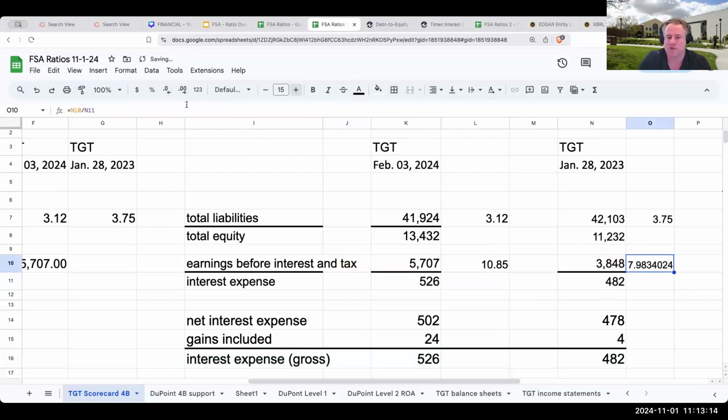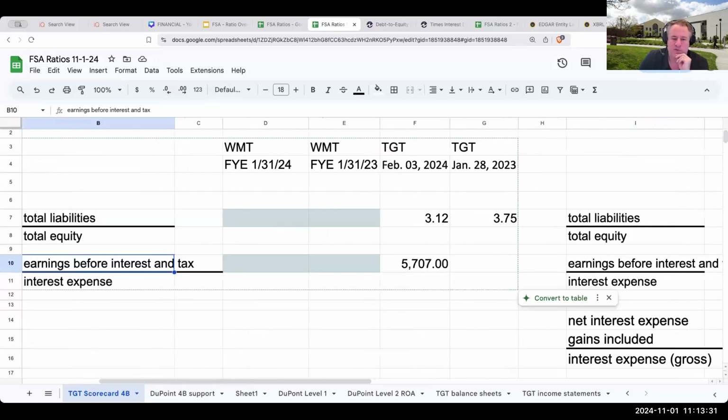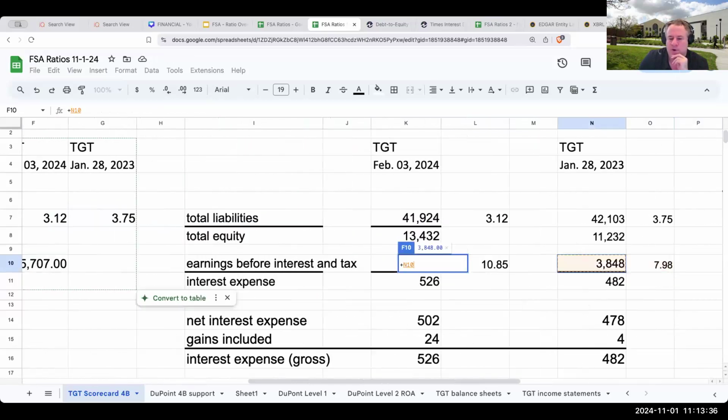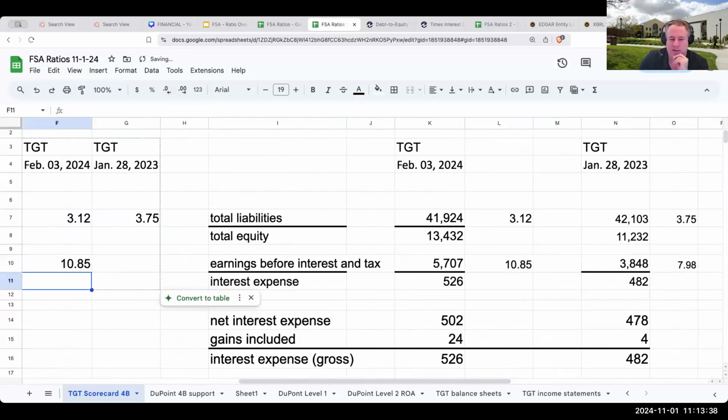So Target during fiscal 2023 improved dramatically. It's always weird with these retailers. They improved going year over year. They're obviously making more money. So they have in fact improved. Coming over to my times interest earned, this part is going to be 10.85, and this is going to be 7.98.